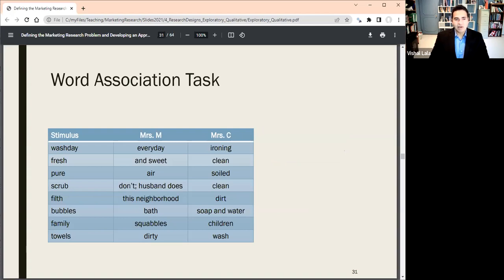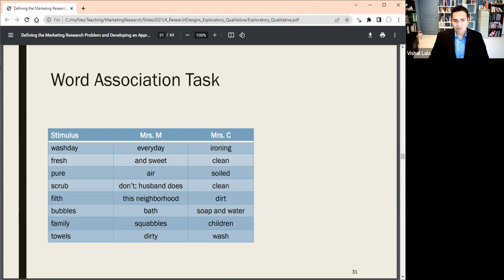So take, for example, a word association task where two fictitious women, Mrs. M and Mrs. C, responded to various stimulus flashcards. When shown the flashcard with the words wash day on it, Mrs. M responded every day. Mrs. C responded by ironing. With the next flashcard saying fresh, Mrs. M responded and sweet, while Mrs. C responded with clean. When shown the flashcard pure, Mrs. M indicated the word air, and Mrs. C thought of soiled.